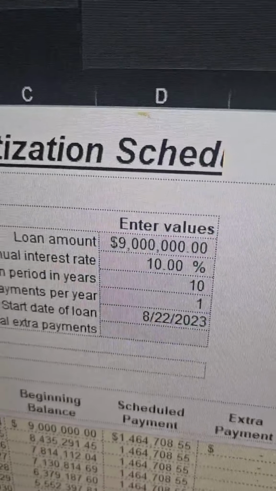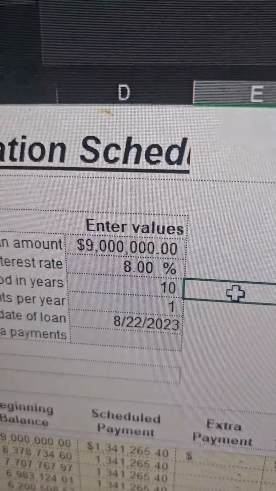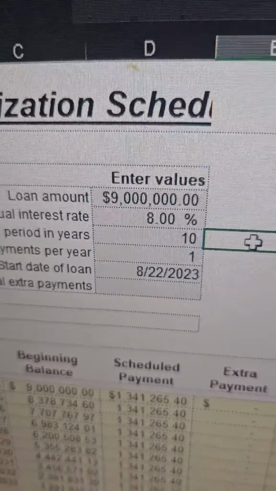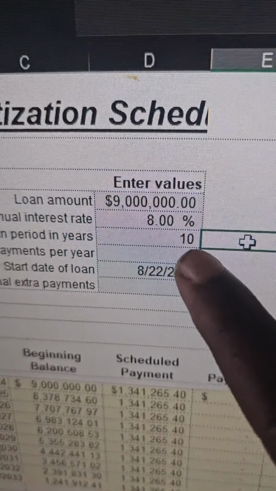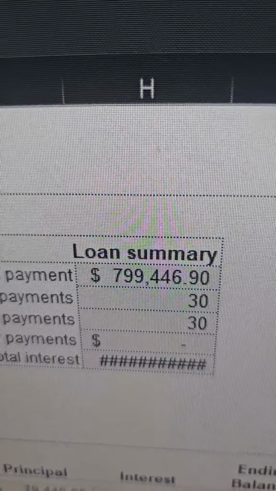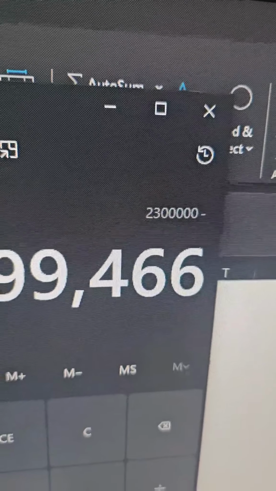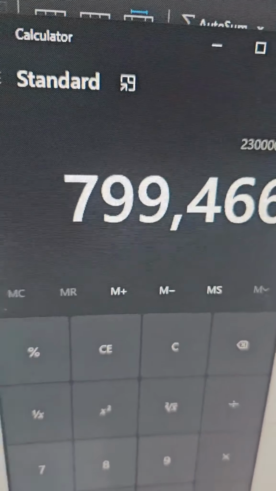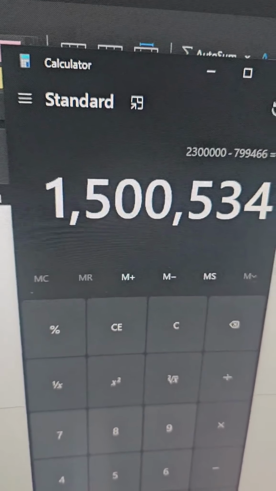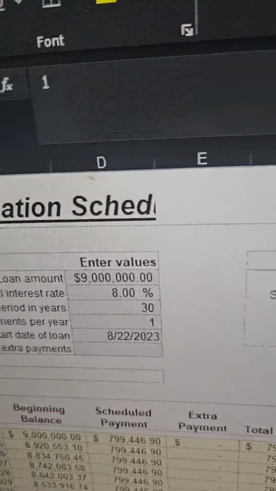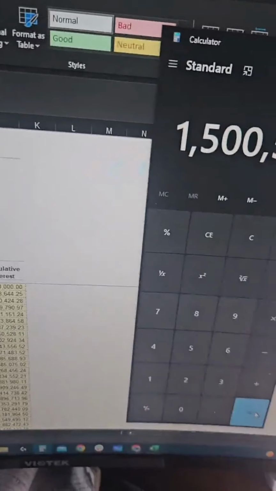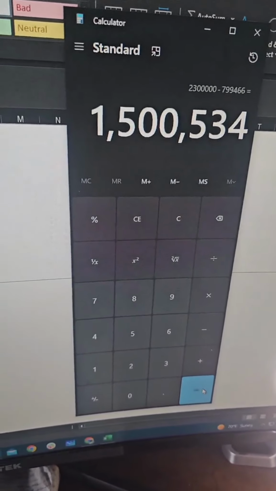But this is real estate owned. So now, instead of a 10% interest rate, you get 8% because of the real estate. And instead of 10 years, because it's an SBA loan, now you get 30 years. And now instead of paying $1.4 million of payment, now you pay $799,000. But you're still cash flowing the $2.3 million. So cash flow coming in, $2.3 million minus the $799,000 equals $1.5 million. So now you made an extra $800,000 a year just because you bought the real estate with the business instead of just doing the business.